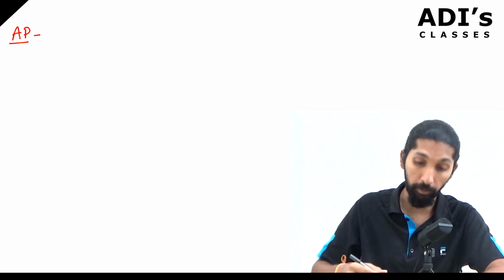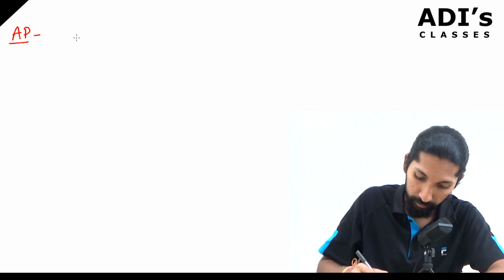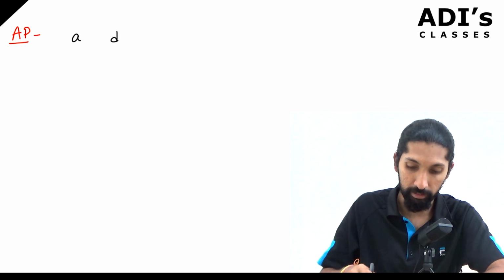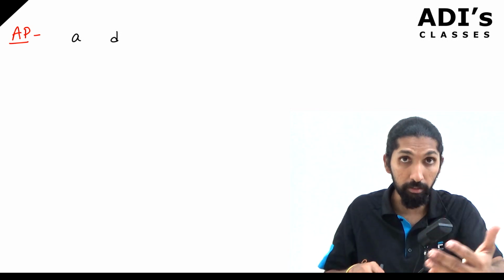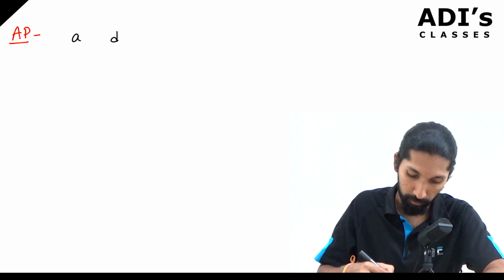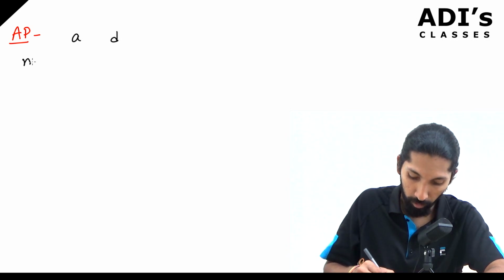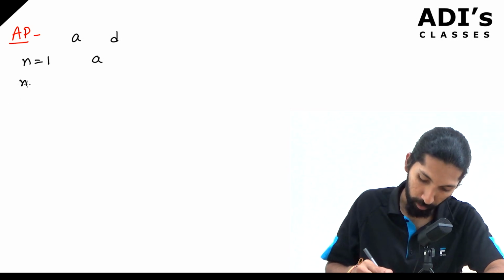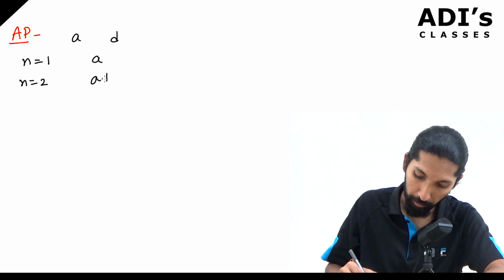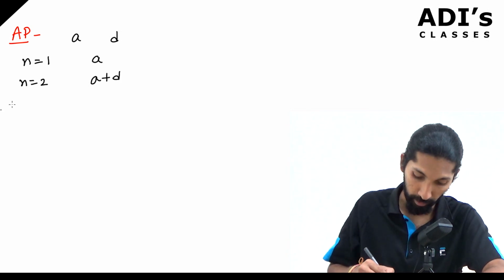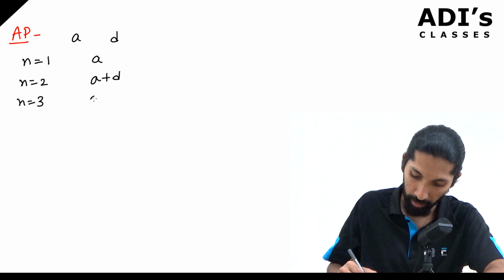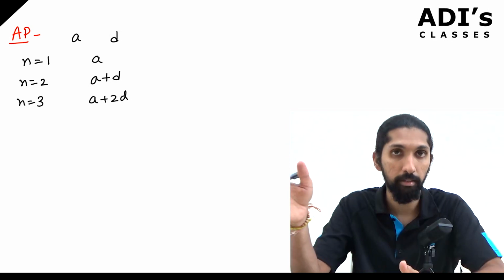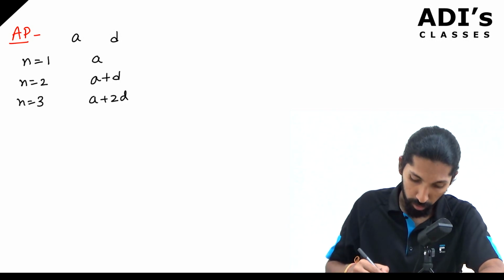correct? The first term is represented by A and it has a common difference D, isn't it? So we start from the first term being A. When n is equal to 1, we have A. When n is equal to 2, we have A plus D. When n is equal to 3, A plus 2D. That is A plus D plus D. So on and so forth.